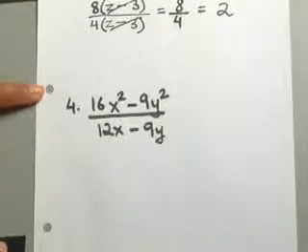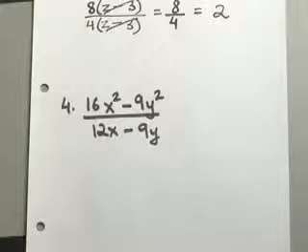Alright, looking at another example here. You have 16x squared minus 9y squared over 12x minus 9y. Again, you start out by factoring your numerator and your denominator.